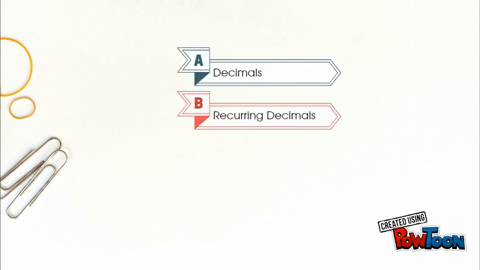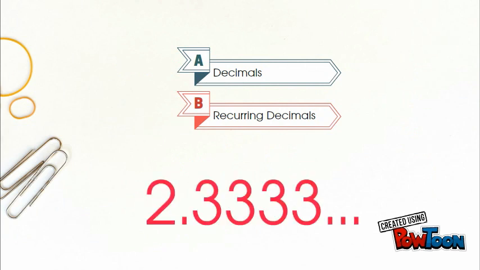Next we have a recurring decimal. We know that recurring decimals have the same number repeating over and over. Here we are given the example 2.3333. We know that the 3 will continue to repeat as long as we continue to divide.